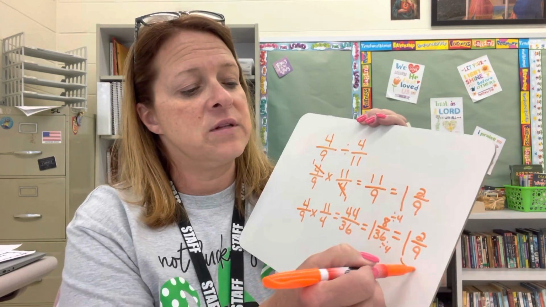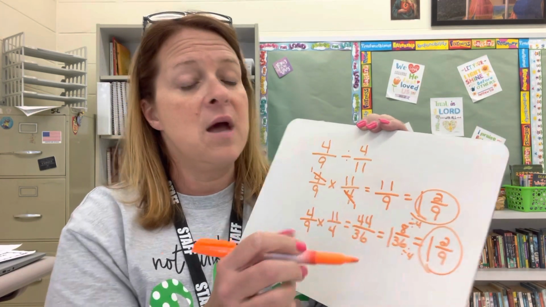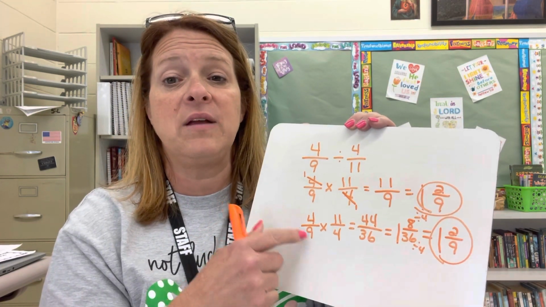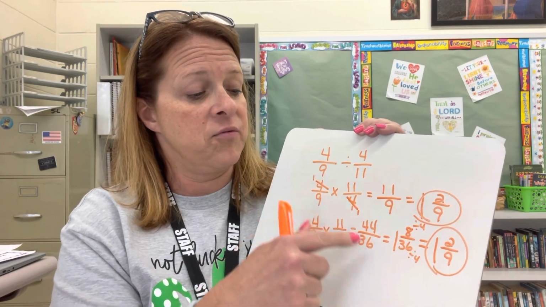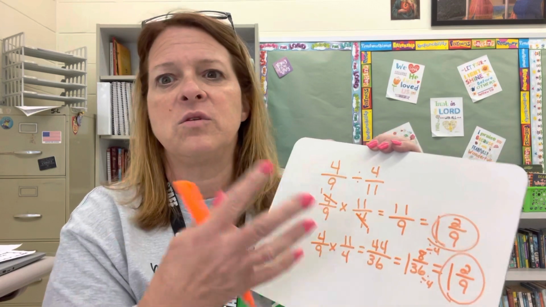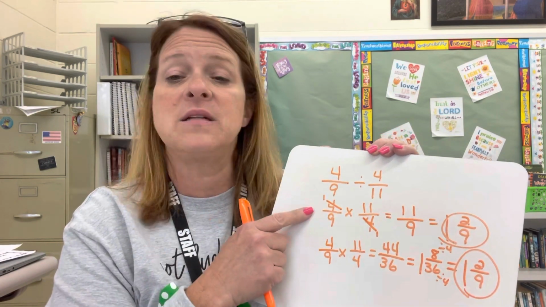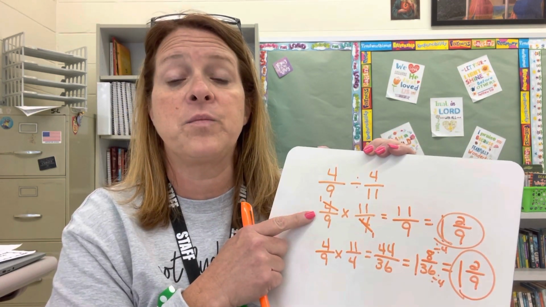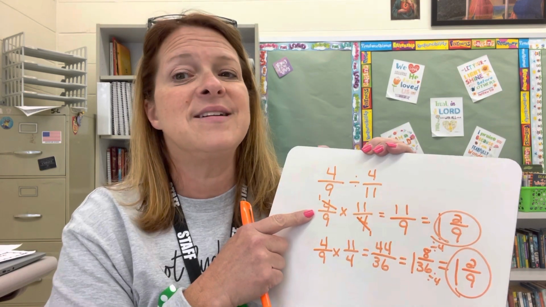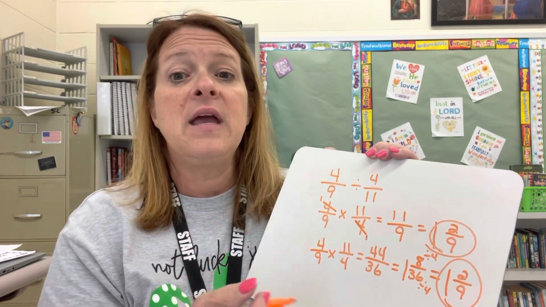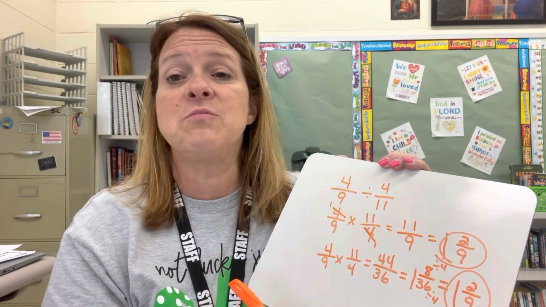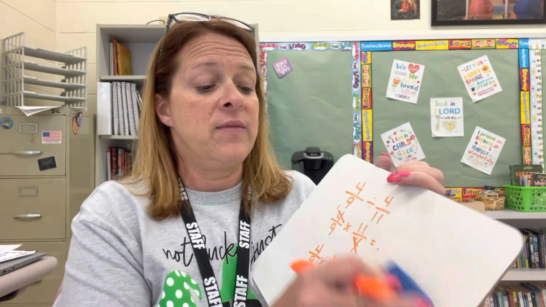So now I have 1 2/9. I have the same answer both times, but it's a whole lot easier to divide 4 by 4 up here than to multiply by 4 and then divide 44 by 36 and all that. So simplifying your problem before you start is going to give you much smaller numbers and much easier numbers to work with.